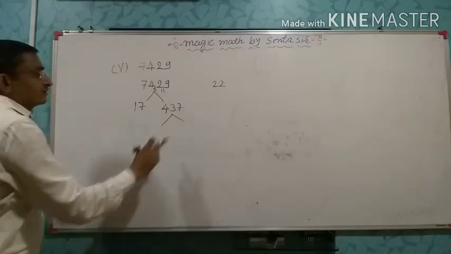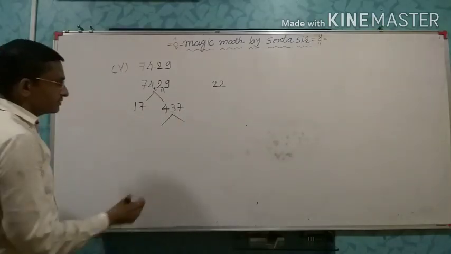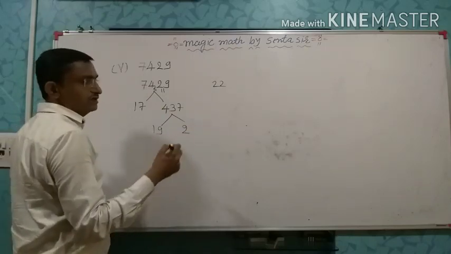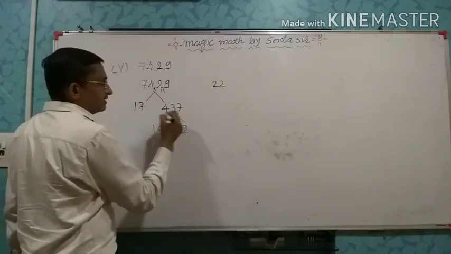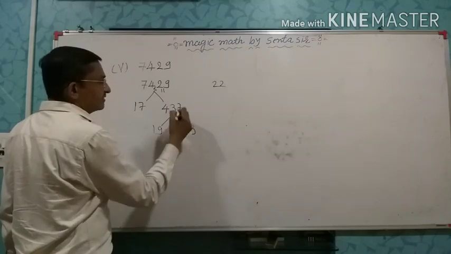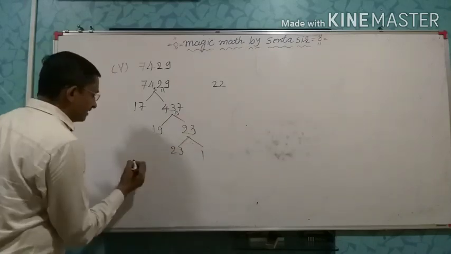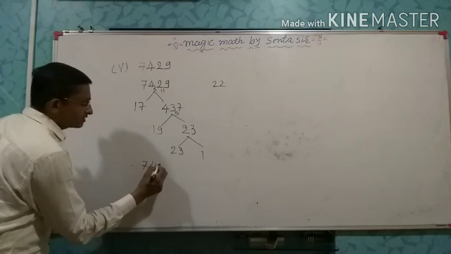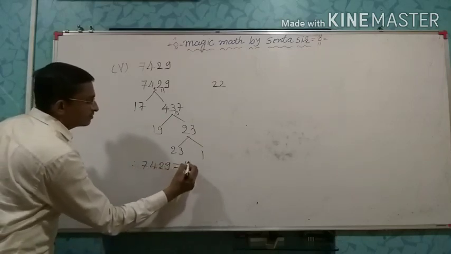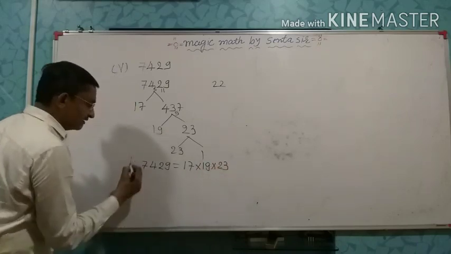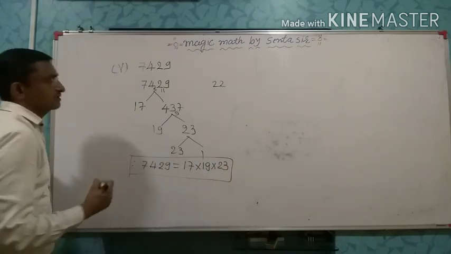Here 437 is divisible by 19. 19 twos are 38. 19 threes are 57. 23 ones are 23. Therefore, 7429 is equal to 17 into 19 into 23. This is the answer.